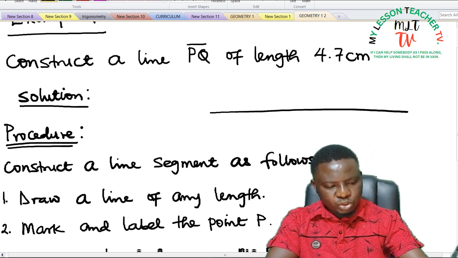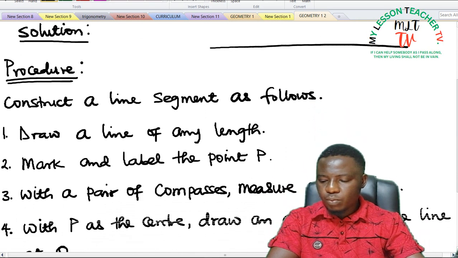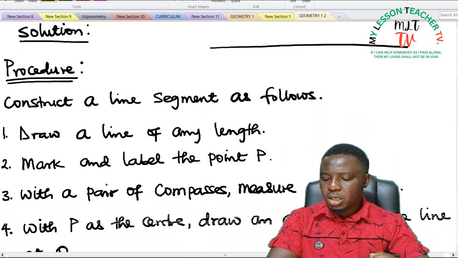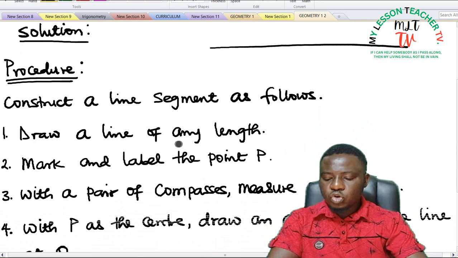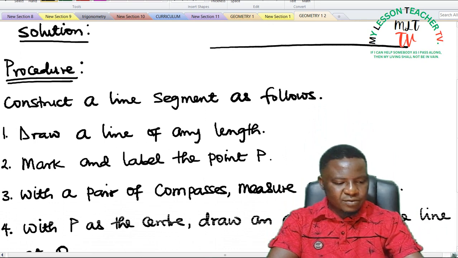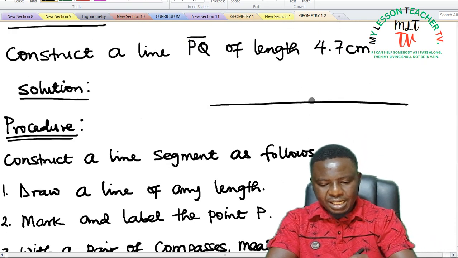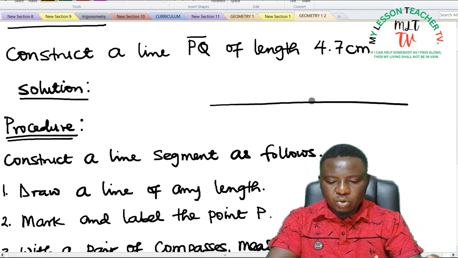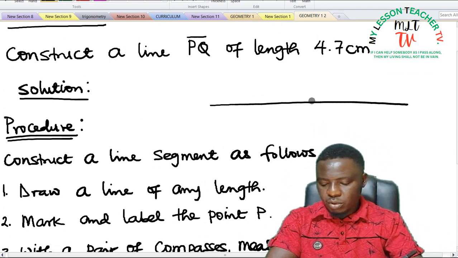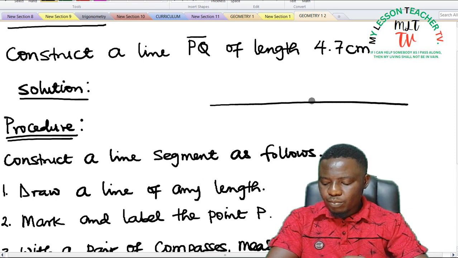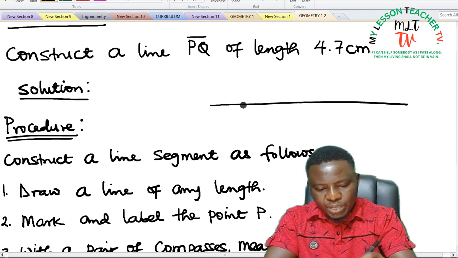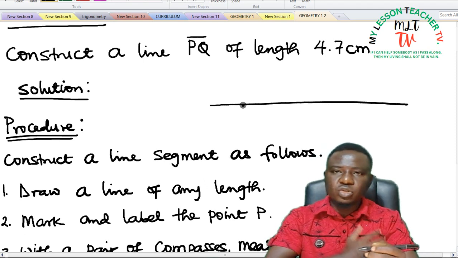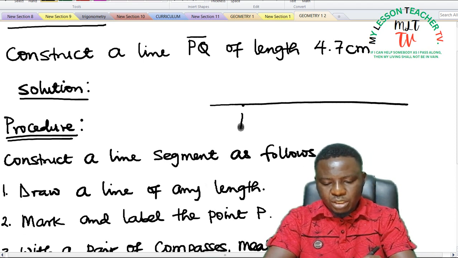Now, we have the procedures outlined here. Procedure 1 says, construct a line segment as follows. 1, draw a line of any length. For example, I have drawn this line. I didn't measure it, okay? So it is a straight line. We'll take it to be a line. Then, step 2 says we should mark and label the point P. So pick a point, mostly at your left, okay? Pick a point, name it P.